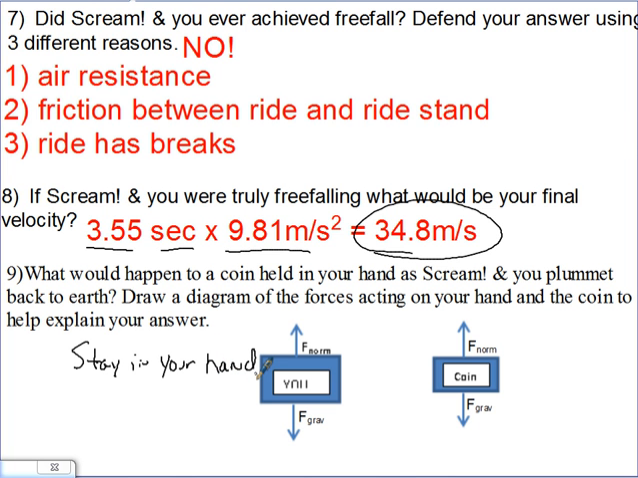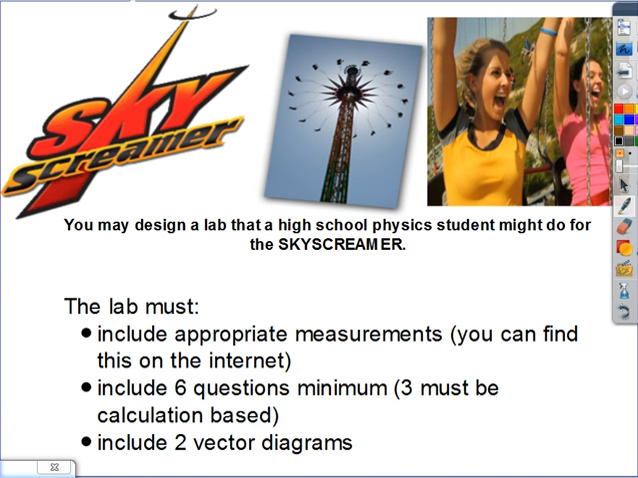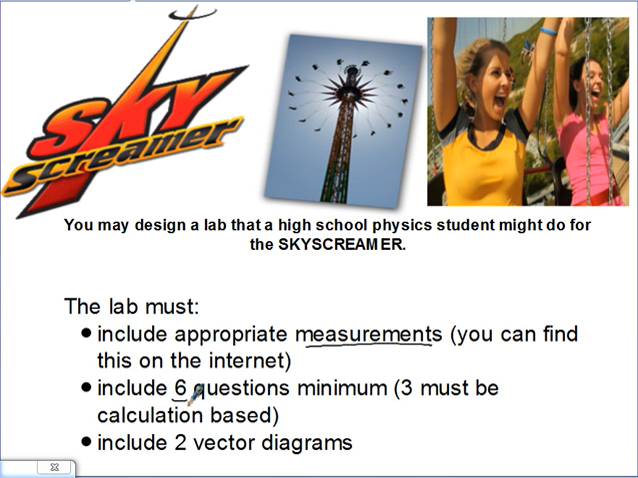And then the very last thing you could do is, if none of these labs appeal to you, you could create your own lab. And if you do that, you need to make sure that you have measurements, you have at least 6 questions, and you include at least 2 vectors. Alright, this should be plenty of help for all of you to finish this lab.